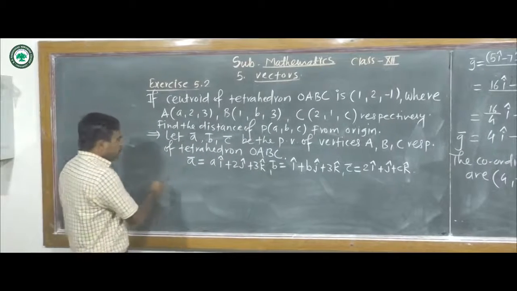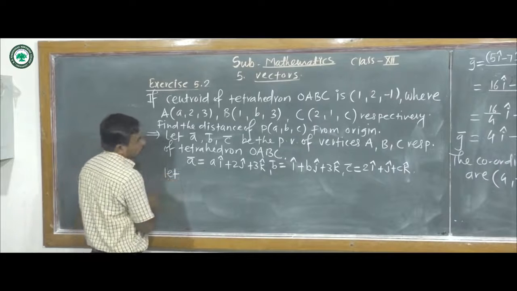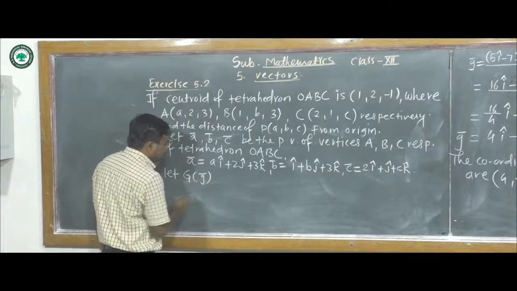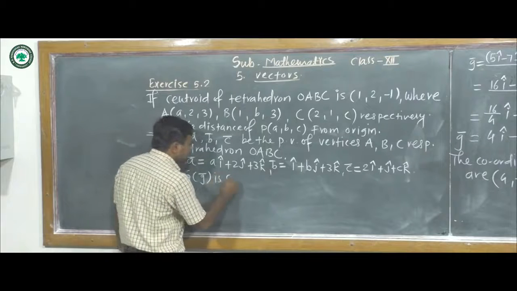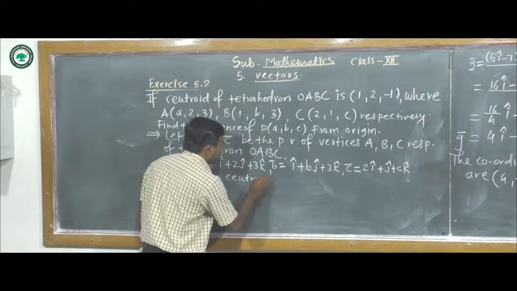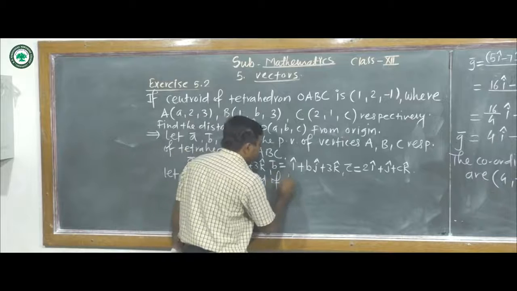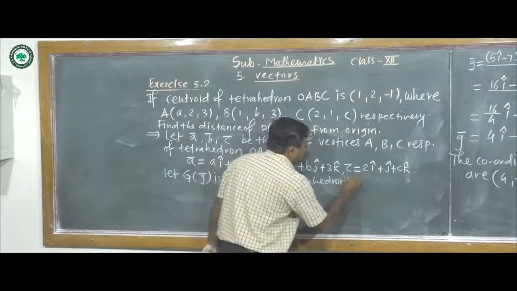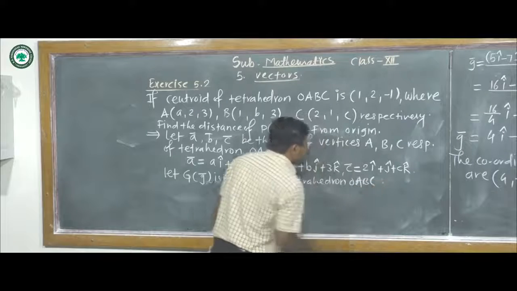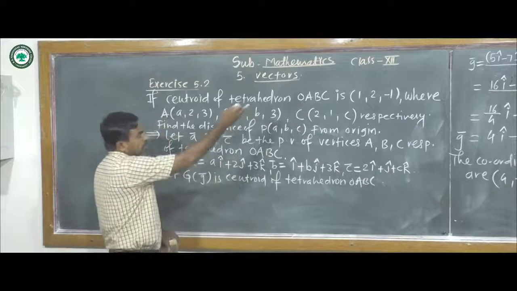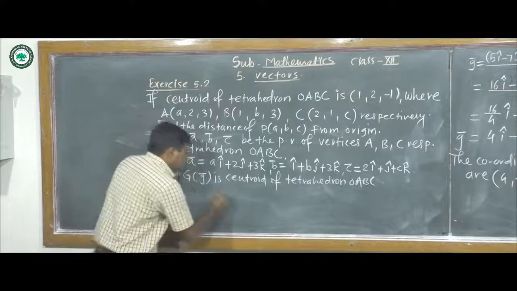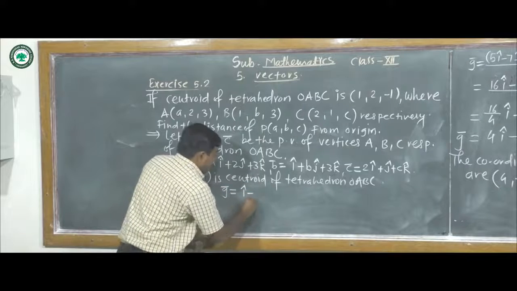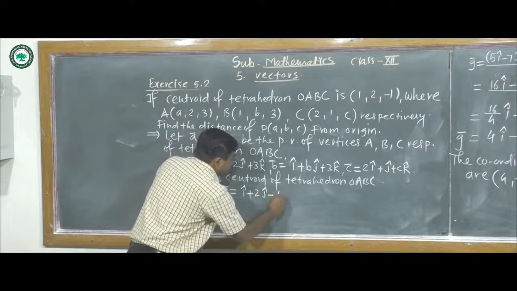Let capital G with small g bar be the centroid of tetrahedron OABC. So centroid is given, that is 1, 2, minus 1. So small z bar is equal to i cap plus 2j cap minus k cap.